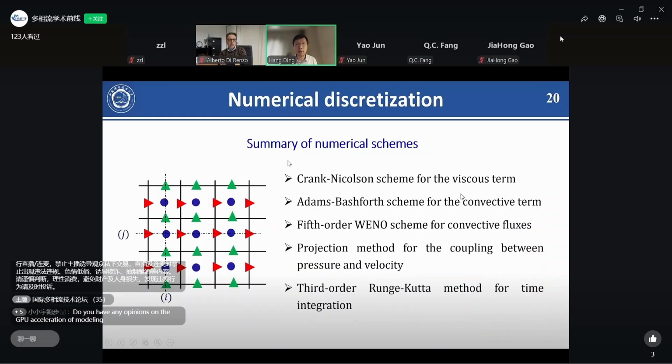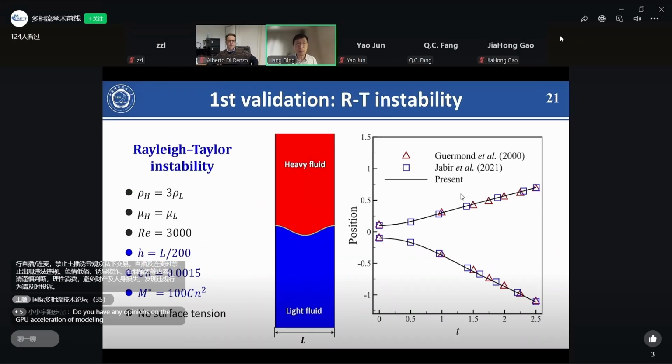Okay, here I give you a summary of the numeric scheme. Here we have the Crank-Nicolson scheme for the viscous term in the Navier-Stokes equation, or the momentum equation, and the Adams-Bashforth scheme for the convective term. The scheme also uses the projection method for the coupling of pressure, and also the third-order Runge-Kutta method for time integration. We also use the staggered grid for the discretization to make sure that the divergence-free velocity can be obtained here.